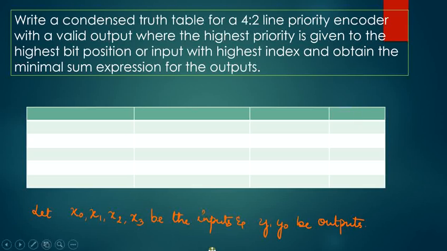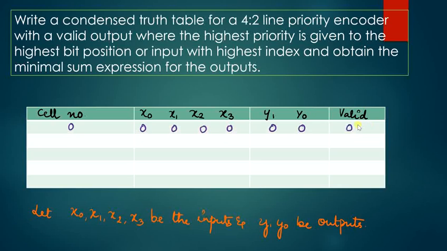Now, in this particular case, x3 corresponds to the higher order bit, so it has the highest priority as per the question. We can see that x3 is the one having the highest priority. So let me write that. I have the cell number, the 4 inputs, 2 outputs and a validity indicator.